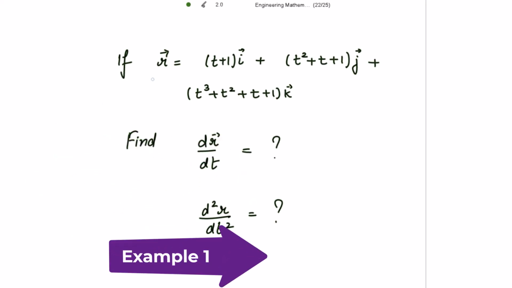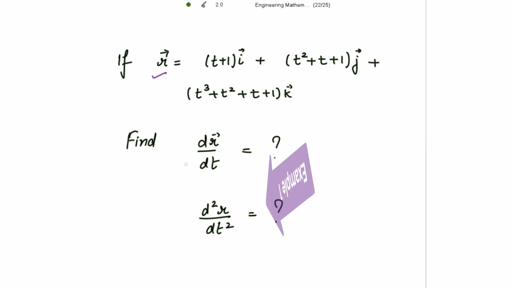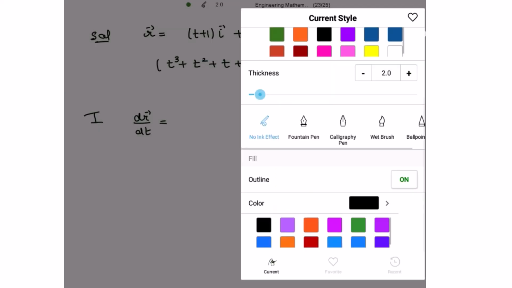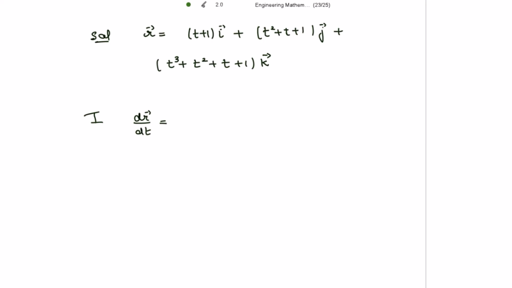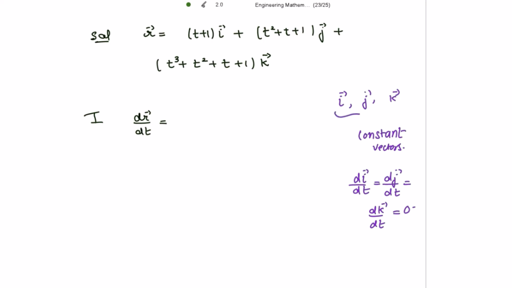If r vector is given to us, we need to find the derivative of r with respect to t and the double derivative of r with respect to t. So let's first find the derivative of the r vector with respect to t. Now since these are constant vectors, their derivatives are equal to 0, right? So let's differentiate this with respect to t now.